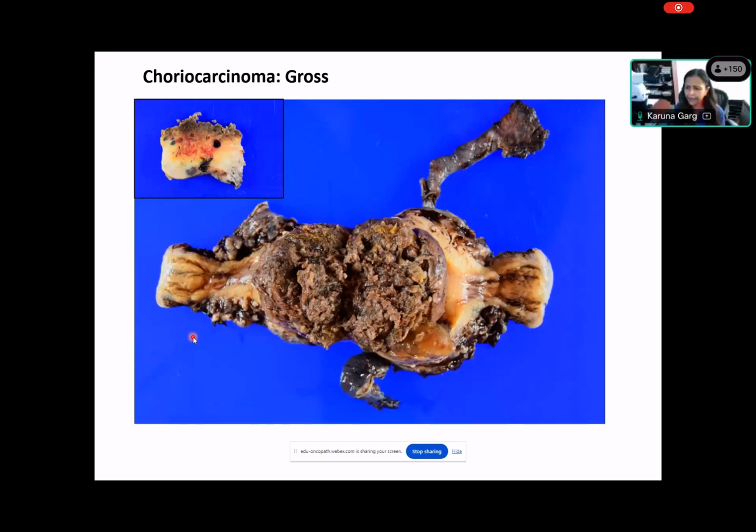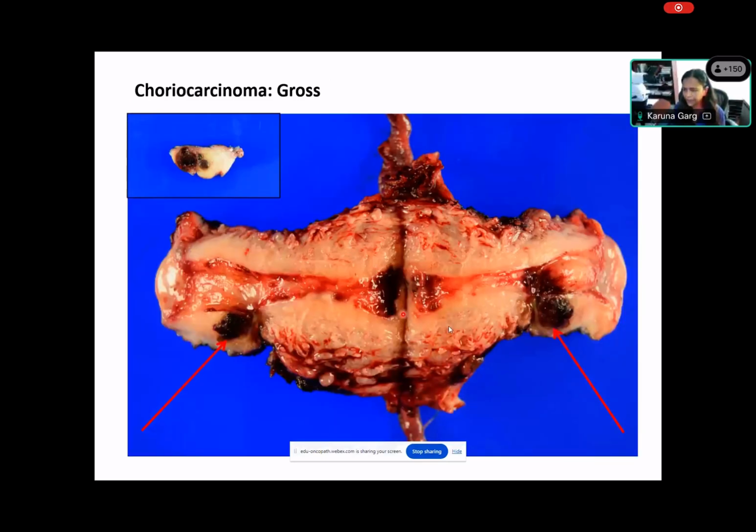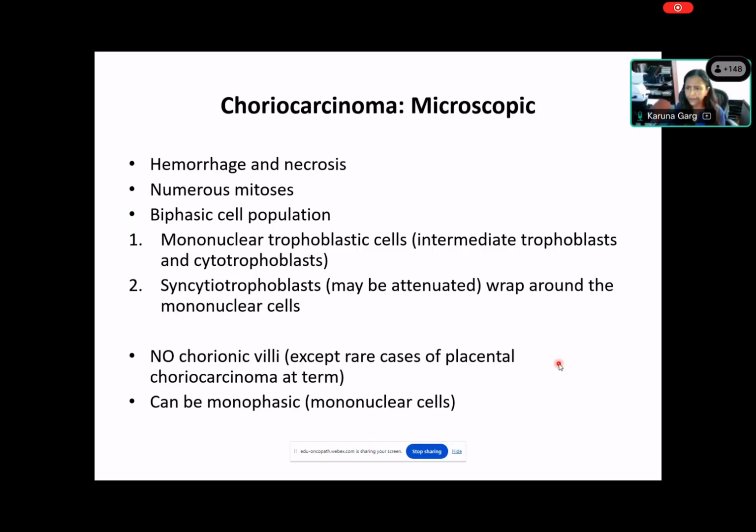This is a case we had in which this was a choriocarcinoma, and you can see there's a huge necrotic, really ugly looking mass in the uterine cavity. This was another case we had in which this was in the lower uterine segment area, and it was much more subtle, but you can see how hemorrhagic it looks.